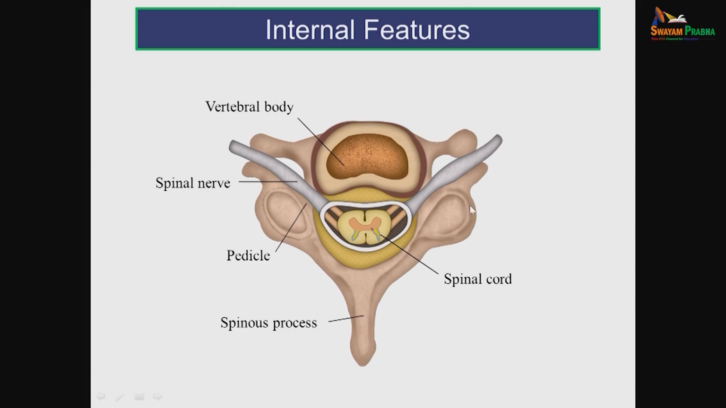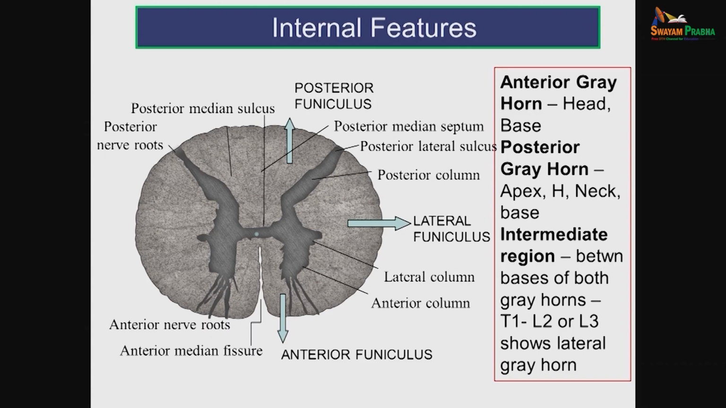So, in a cross section, the spinal cord shows inner grey matter and outer white matter. Now we are going to discuss in detail the grey and white matter. So this is just a picture to show the grey matter and the white matter. The spinal cord in a cross section shows inner grey matter which is H-shaped and an outer white matter.